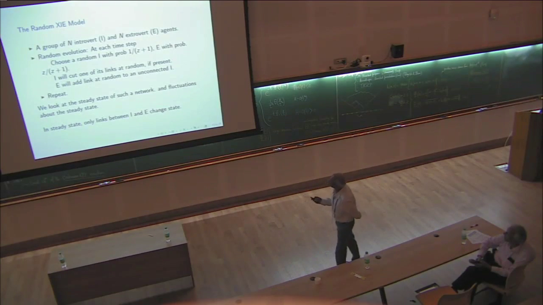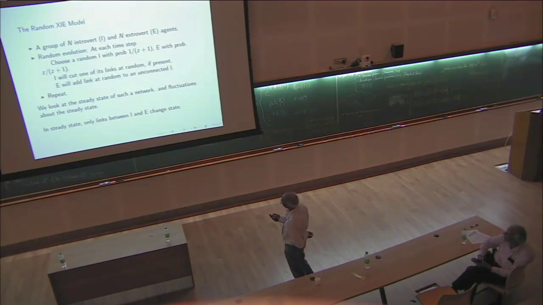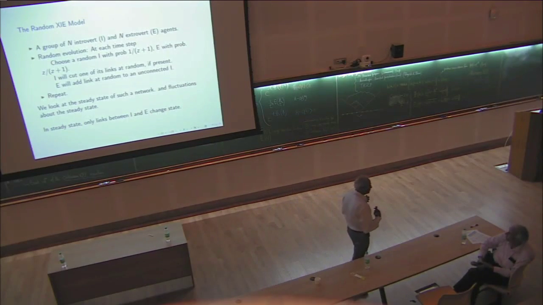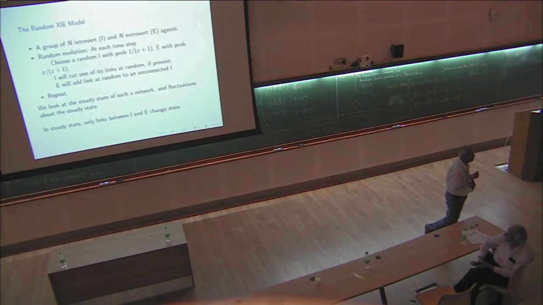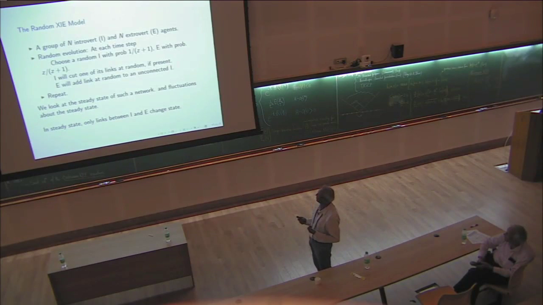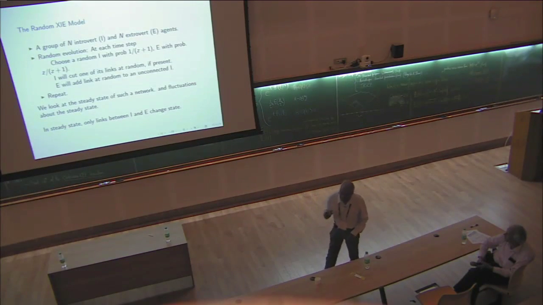What happens? We look at the steady state with fluctuations. In the steady state, there are only links between introverts and extroverts. Because even if you started with a link between two introverts, sometime or the other they will cut it and they will never add. Similarly, between two extroverts, in the steady state, there is always a link present because they will sometimes add and not disconnect. So the only links that remain are between introverts and extroverts. There are n squared such links.